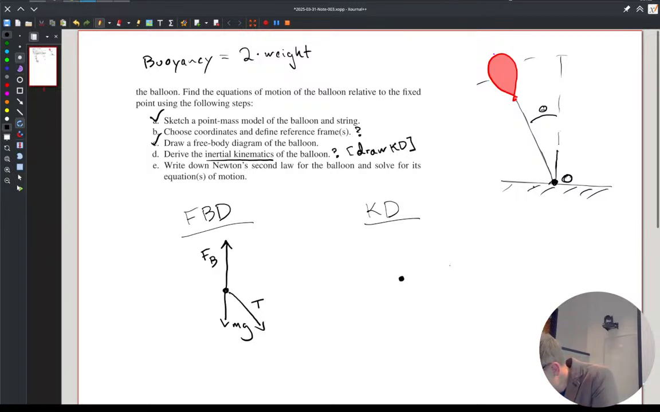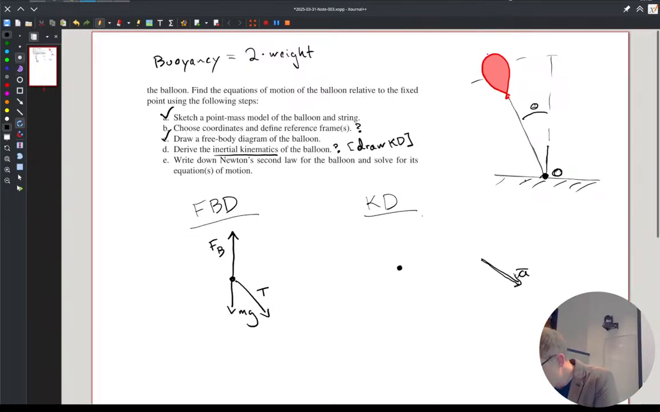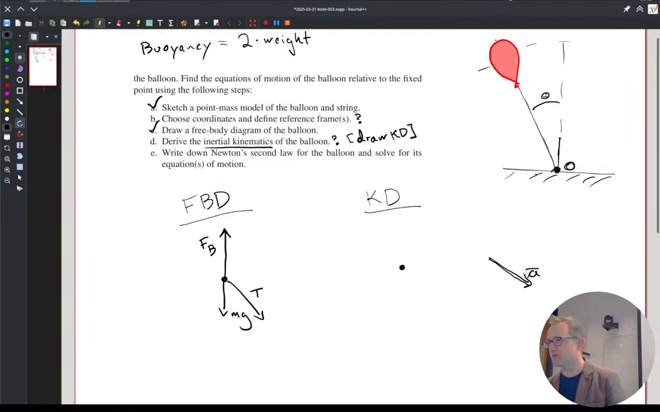I know that the total acceleration is something like this. How am I going to break it up? Do I want components like that? Do I want them like this? What are the two components, A1 and A2, component 1 and component 2? Where are they pointing? That's what we're trying to do right now: what is that kinetic diagram? What does it look like?